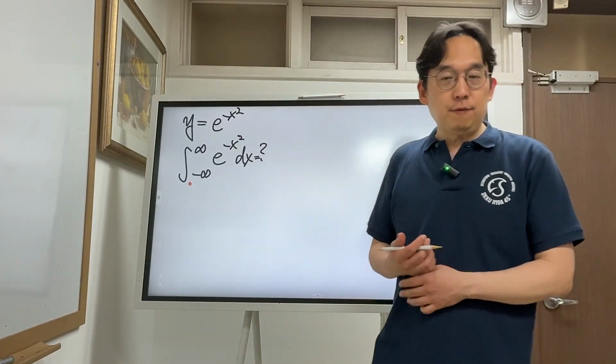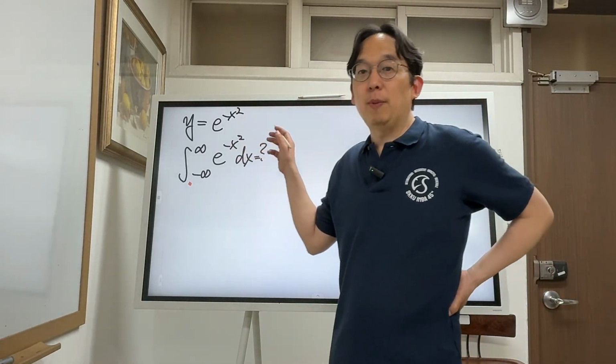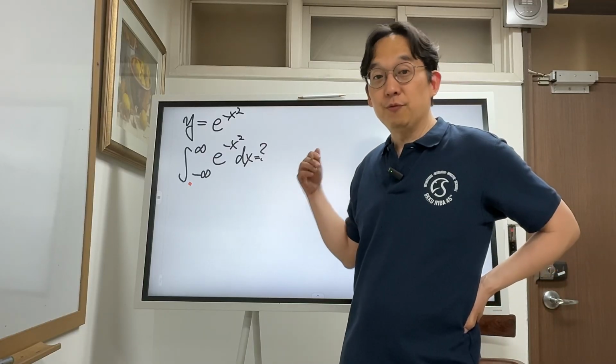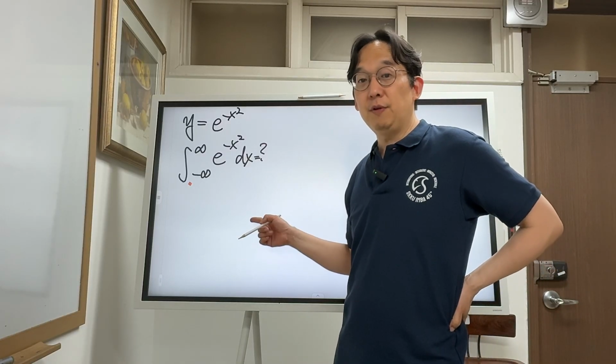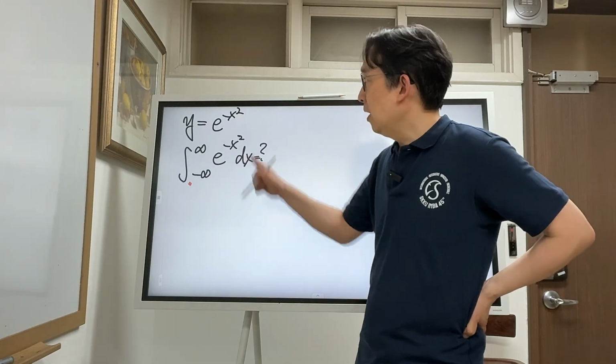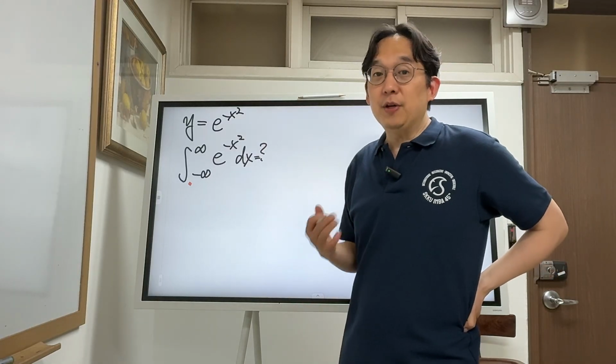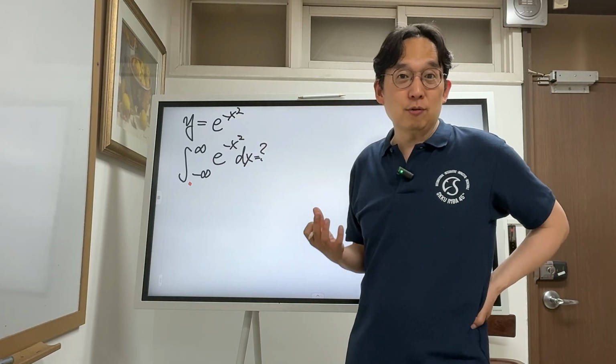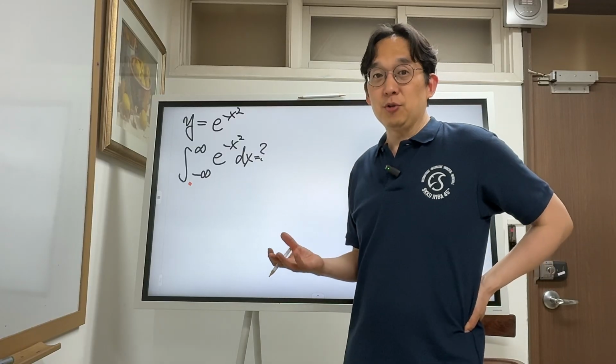How can we graph the function y equals e to the power of minus x squared? And if we integrate this from negative infinity to plus infinity, how much would it be? This is very important because it looks very much like our normal distribution function.